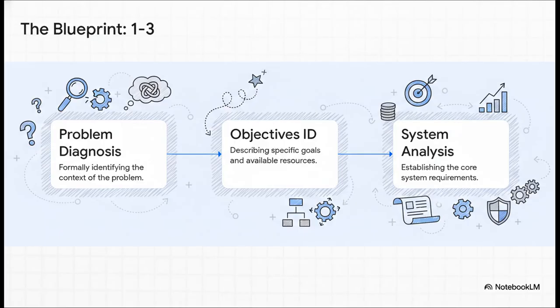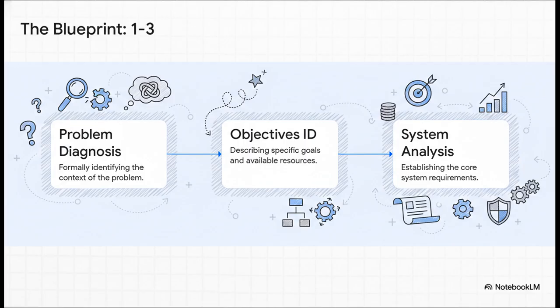The whole thing kicks off with 3 really critical foundational steps. First up, problem diagnosis. This is where you formally define what you're trying to solve. You have to get this right because building a brilliant solution to the wrong problem, well, that's a recipe for disaster. Next, you identify your objectives and what resources you have. Basically, what does winning look like and what do we have to work with?